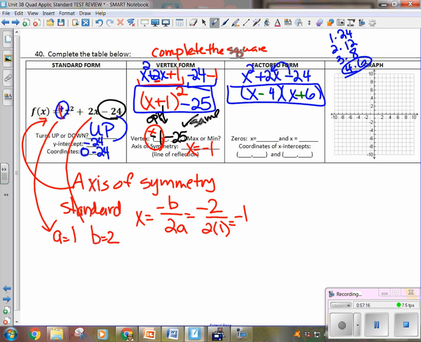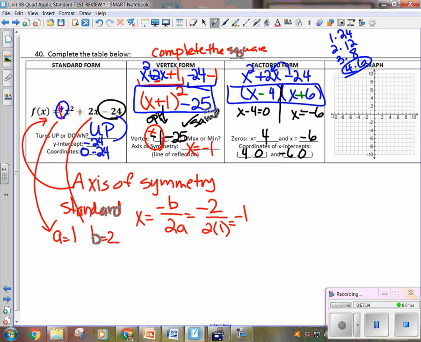That's all I need. Now, if I imagine splitting and solving, my first answer would be 4. Because remember, you set each one equal to 0, so x would be 4, and then x plus 6 will equal what? -6. My zeros are 4, 0, and -6, 0.